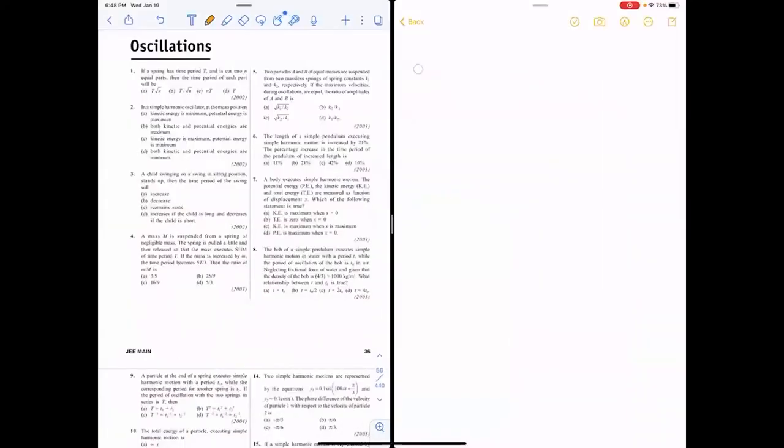So today we'll be doing oscillations, guys. We just tried it. We are able to use the complete screen. I guess you can see both.